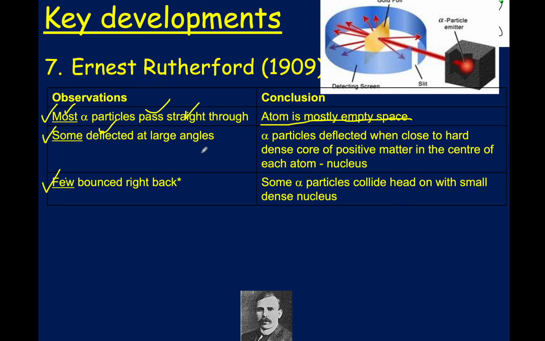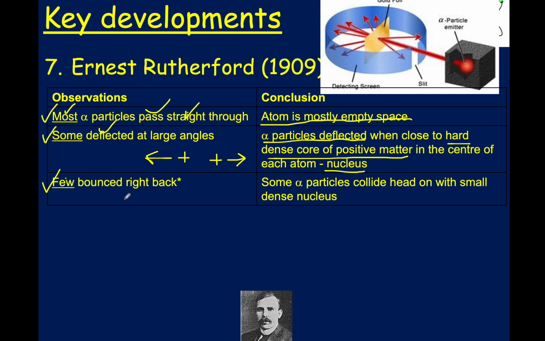The alpha particles are positive, and if you put a positive and a positive next to each other, they will try to get as far away from each other as they possibly can. So they will repel. So he worked out that the fact that these alpha particles deflected, they must have come close to a hard, dense core of positive matter. We now know this to be the nucleus. Okay, and again, the language in the conclusion is really important.